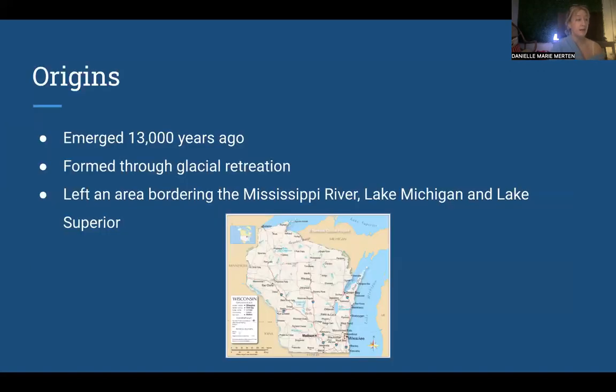the right. And so in this case, it created a large region or expanse of land that is bordered by the Mississippi River on the west, Lake Michigan on the east, and Lake Superior in the north, as seen in the image below, or the map of Wisconsin.